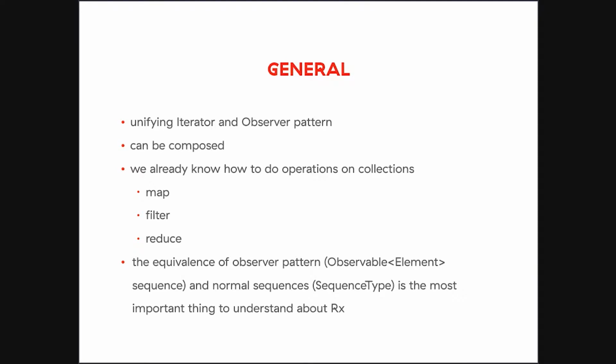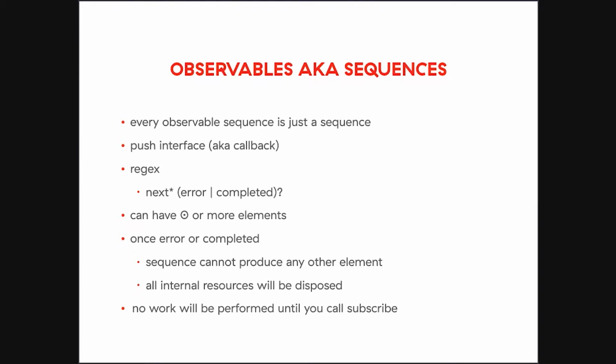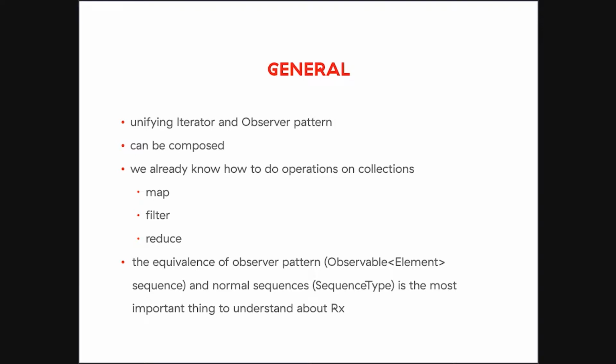As I said before, it's a unification of the iterator and observer pattern. They can be composed. We already know how to do operations on collections. You all know how to do map, filter, and reduce on an array. You can do the same thing on an observable. And the most important thing is the equivalence of observable element to the SequenceType in Swift that we talked about before. Maybe it doesn't make sense to you right now, but as you start building stuff, you will get to grips with this.